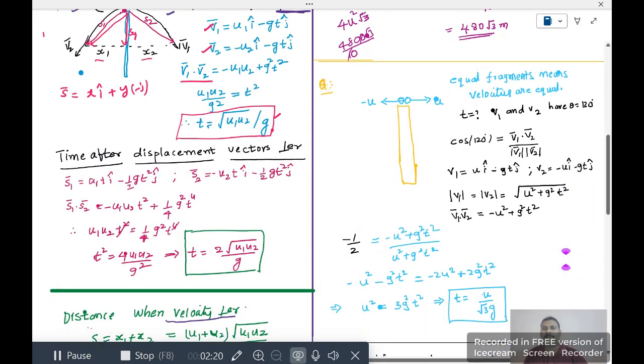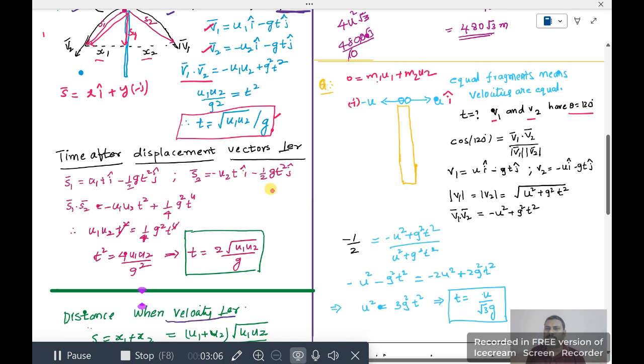Similarly now, if you observe clearly, velocity vectors v1 and v2 are making an angle of 120 degrees. So these are equal fragments. The bomb explodes into equal fragments, which means the speeds are equal. According to conservation of momentum, 0 is equal to m1 into u1 plus m2 into u2. Since m1 and m2 are equal, u1 is equal to u2. So one is in the positive direction i cap, and the other is minus i cap.